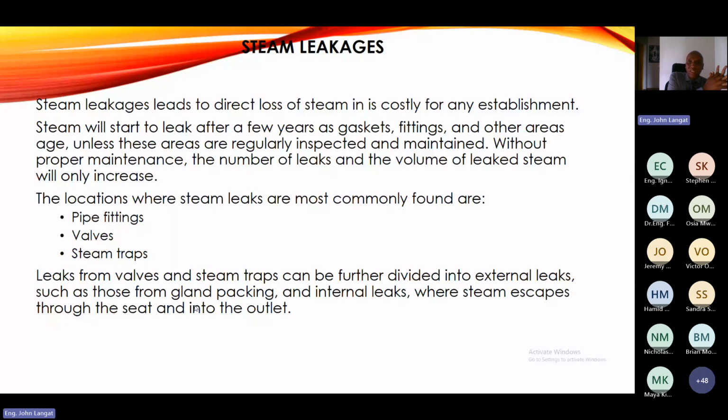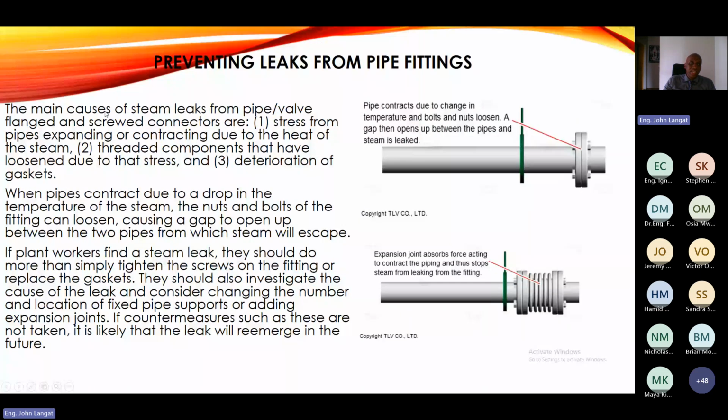The location of steam leaks are commonly found in pipe fittings, valves, steam traps. So how do you prevent leakages? Say at the flanges, instead of just coupling the flanges directly, use an expansion joint that absorbs the shock, so you don't transmit that force into the flange or the gasket, thereby lengthening the life of the gasket. It's as basic as that.